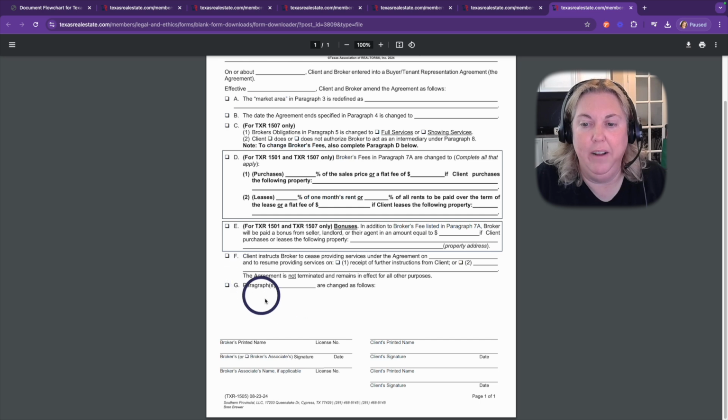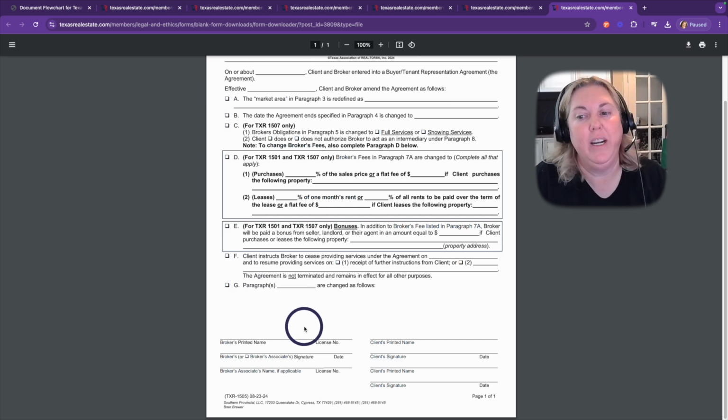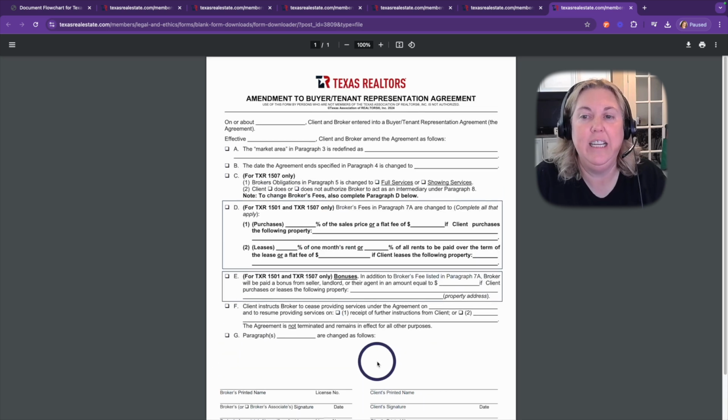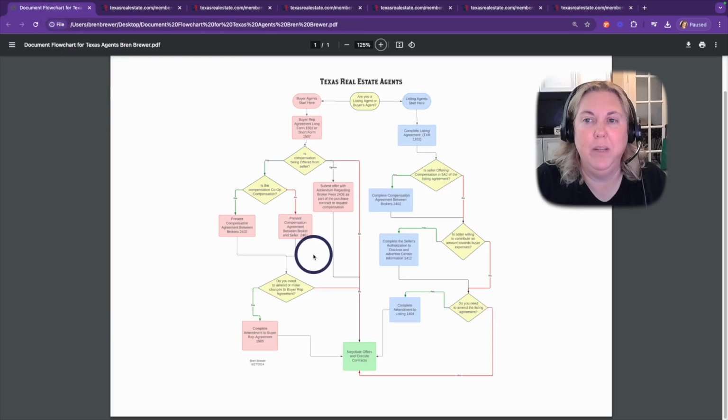And then, of course, F is the client instructs the broker to cease providing services under the agreement and to resume providing services upon receipt of further instructions or blank. This agreement is not terminated and remains in effect for all other purposes. Or you can change any other paragraph in the agreement with G. Everybody will sign and date. And that is the amendment. So using the flowchart, I hope that is a little bit easier for you.